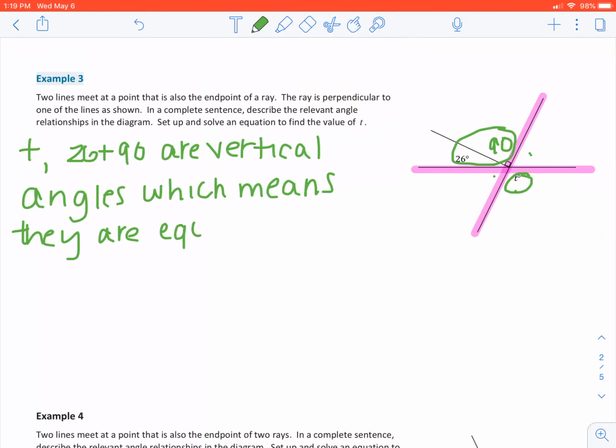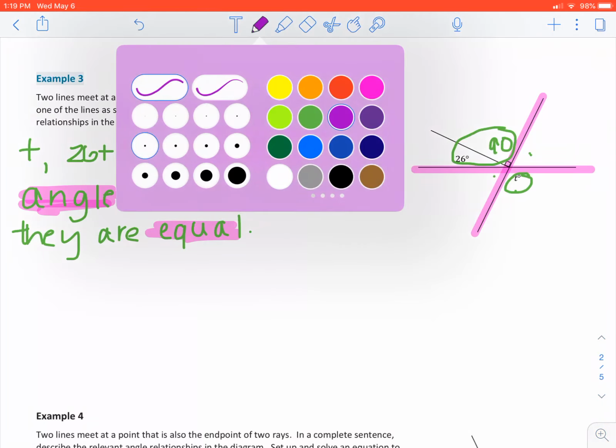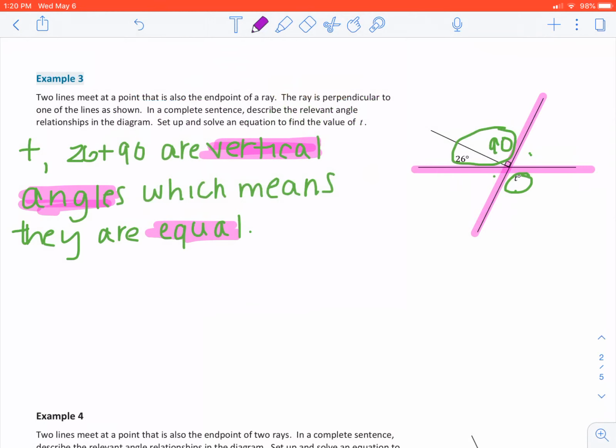Now in the homework that you do for this, you're going to see that every single time you're going to have the same sentence. You're going to tell me that it's a vertical angle, which means they are equal. You're going to tell me the same thing every single time. Okay, so let's write our sentence.